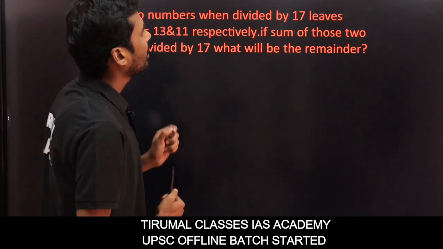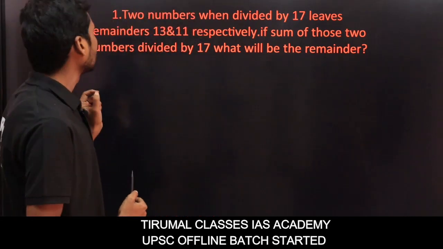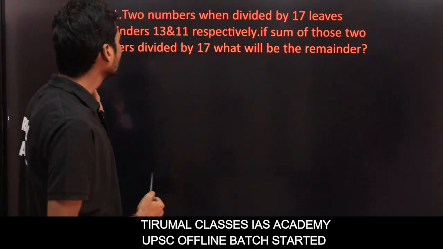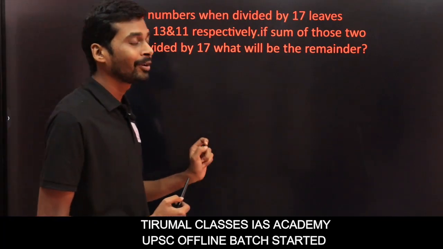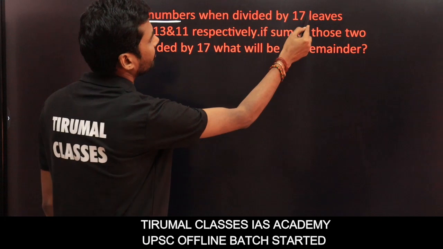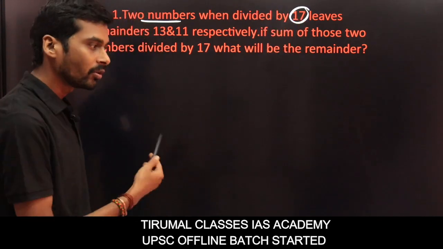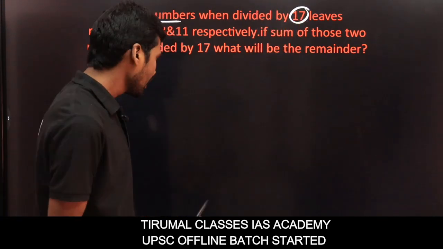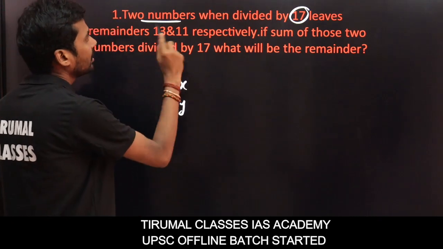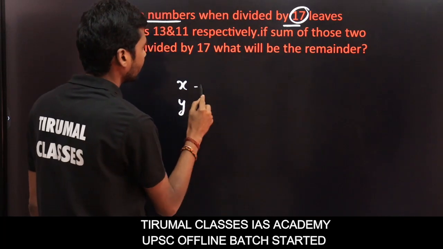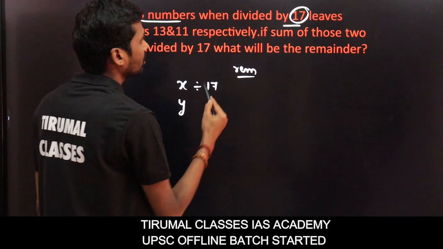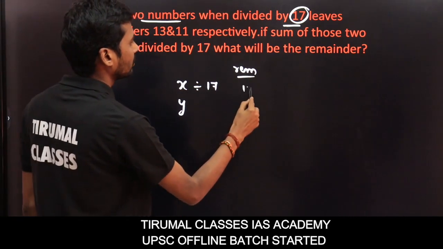Two numbers when divided by 17 leave remainders 13 and 11 respectively. If the sum of those two numbers is divided by 17, what will be the remainder? So two numbers means we don't know what those numbers are. Let's take those numbers as x and y, and when these two numbers are divided by 17, the respective remainders are 13 and 11.